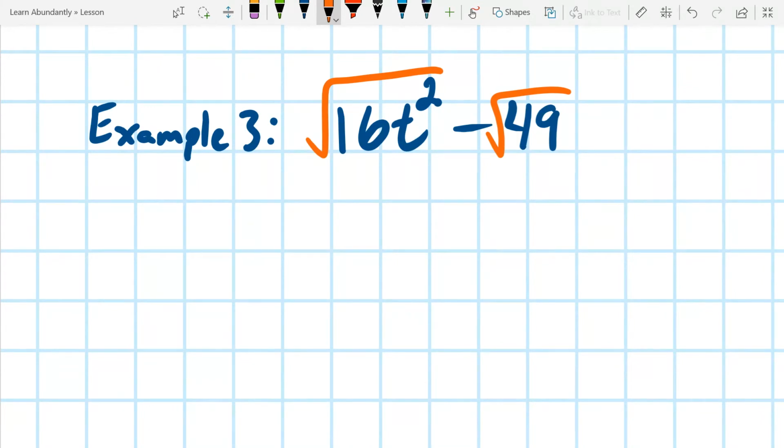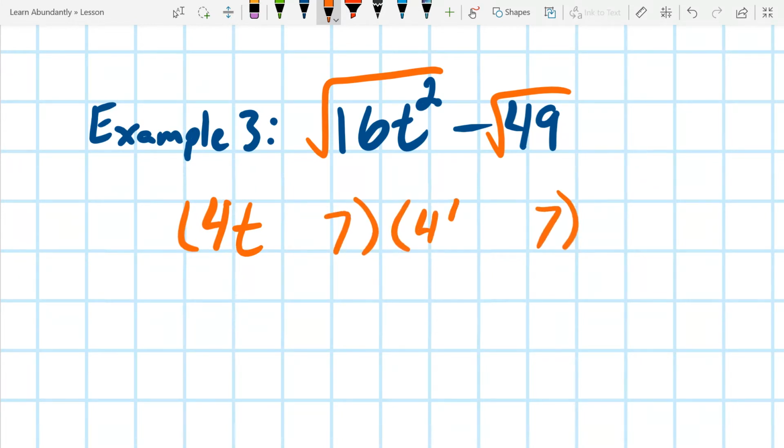Square root of 16 is 4. And the square root of t squared is t. Then we've got the square root of 49, which is 7 and 7. One of them positive, one of them negative. I like to double check at this point that there's not anything that I can take out still. I was pretty sure 16 and 49 didn't have any common factors, but now when I look at 4 and 7, I know they don't have any common factors.